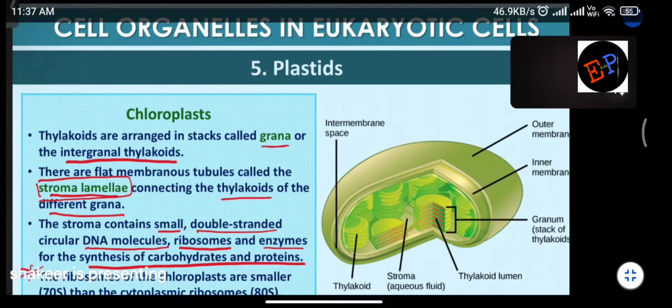So 70S is the size which is present where? Which is present beside the grana, or inside the stroma. And 80S is the size of the ribosomes present in the endoplasmic reticulum, or you can call it the cytoplasm. Are you able to understand? That's it. So sizes, they are not the same. Sizes are different.